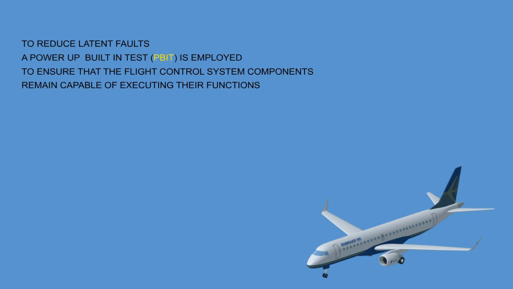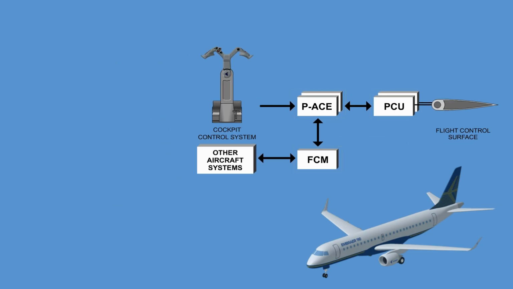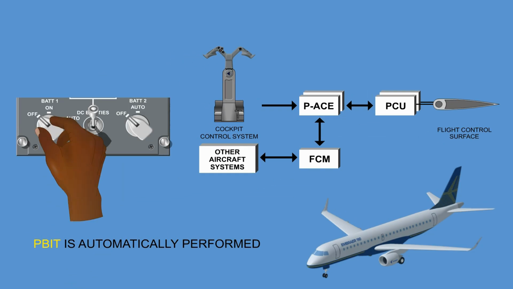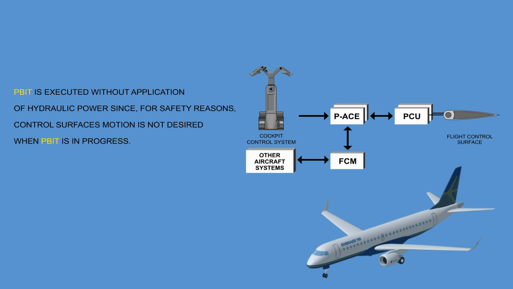In order to reduce latent faults in the flight control system, a power-up built-in test, PBIT, is employed to ensure that the flight control system components remain capable of executing their functions. PBIT provides detection of out-of-tolerance conditions and failures in the FCMs, primary ACEs, and actuators. PBIT is automatically performed during the electrical power-up to the flight control system. PBIT is executed without application of hydraulic power since, for safety reasons, control surface motion is not desired when power-up built-in test is in progress.